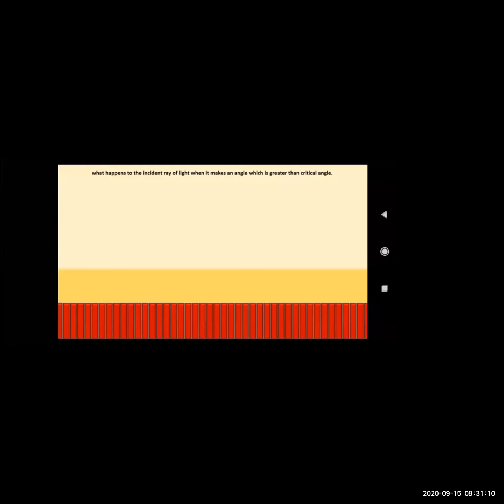For example, the critical angle of water is 48.6 degrees. That is the angle of incidence value. If the angle of incidence value is 49 degrees, then what would happen? Let's see there.